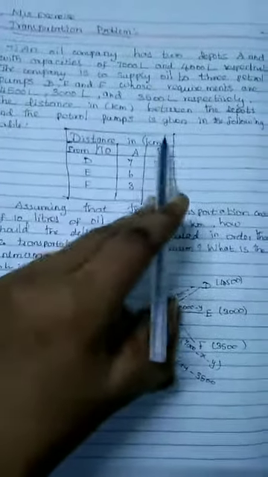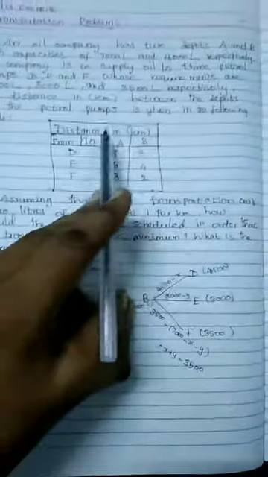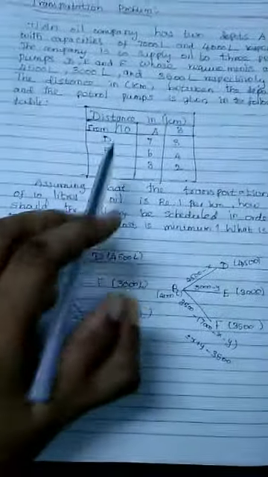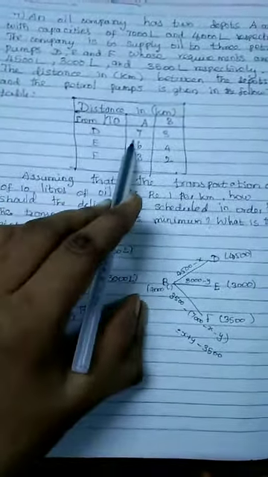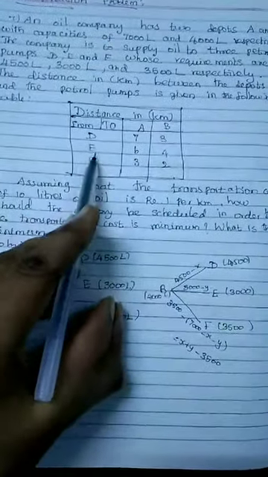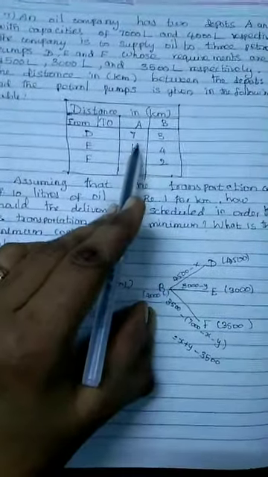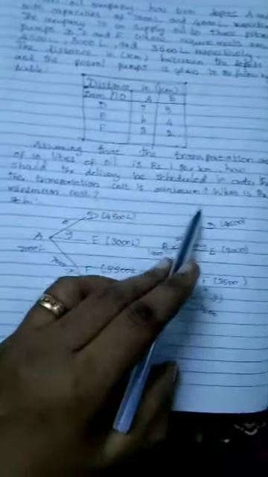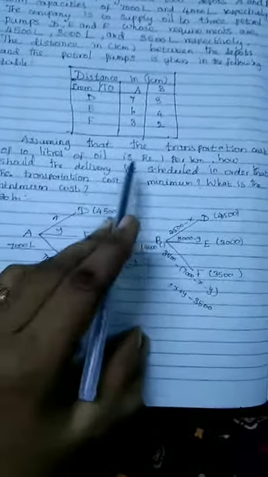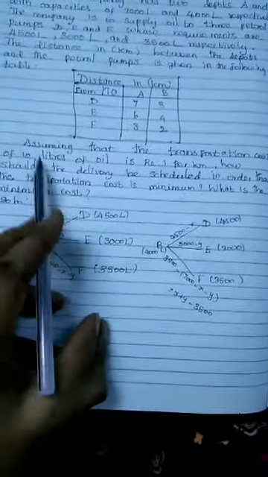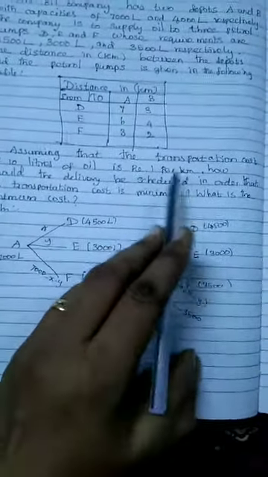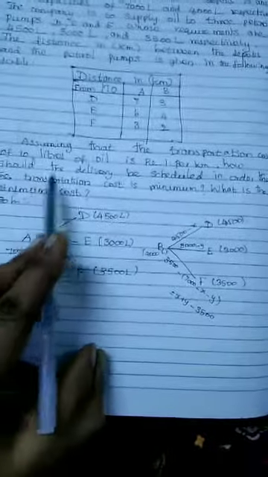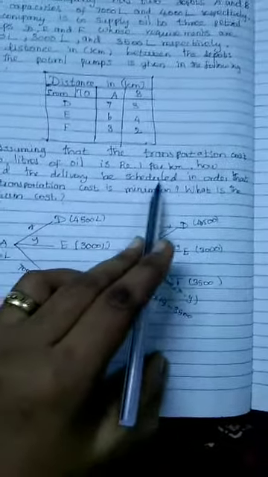The distance in kilometers between depots and the petrol pumps is given in the following table. Distance in kilometers from A, B to D, E, F is 7, 3, 6, 4, 3, 2. Assuming that the transportation cost of 10 liters of oil is rupees 1 per kilometer, how should the delivery be scheduled in order that the transportation cost is minimum?